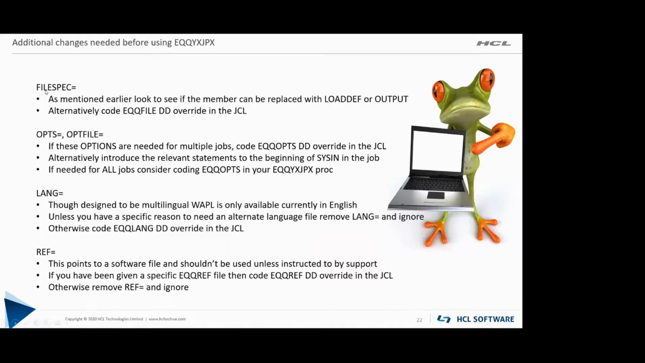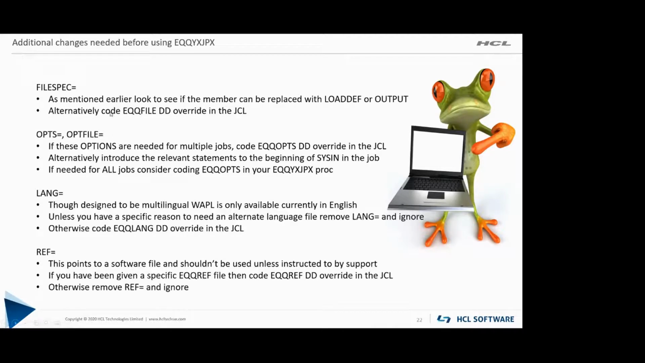File spec. If you're using file spec, see if you can figure out what that file spec's doing. Look at the member, see what it's doing. If the member is loading every single record, so file all, then you'd replace that with a load def asterisk. If it's just looking at individual records, so for example, everything in AD, then load def AD asterisk will do that. But basically, you need to convert your WAPL sysin to have either load def or output statements.